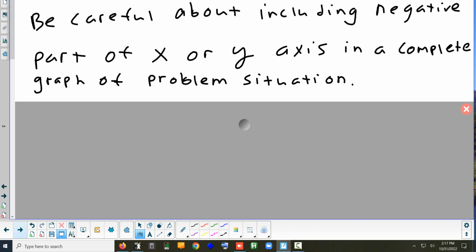Basically, we just did that in the last problem. Be careful about including negatives in your window because sometimes negatives don't make sense. Negative people? No. Negative, well, there are negative people, but we're not talking about that kind of negative people. So, people less than 0? No. Time less than 0? No. Doesn't make sense.